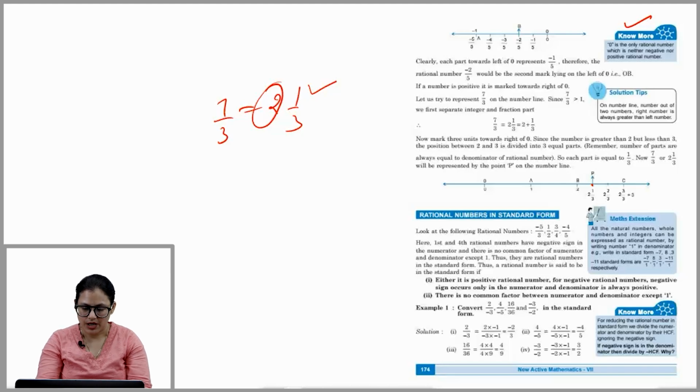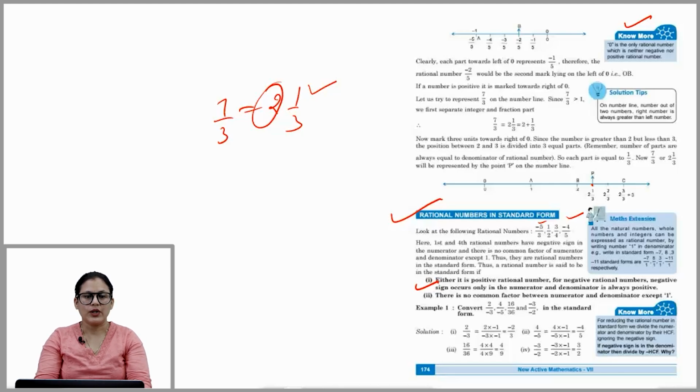Next, rational numbers in standard form. Look at the following rational numbers: minus 5 by 3, 1 by 2, 3 by 4, and minus 4 by 5. Here the first and fourth rational numbers have a negative sign in the numerator, and there is no common factor of numerator and denominator except 1. Thus, they are rational numbers in the standard form. A rational number is said to be in the standard form if, 1, it is a positive rational number, or for negative rational numbers, the negative sign occurs only in the numerator and the denominator is always positive; and 2, there is no common factor between numerator and denominator except 1.